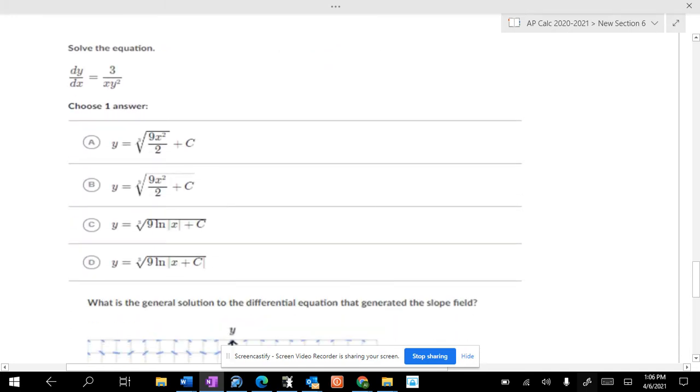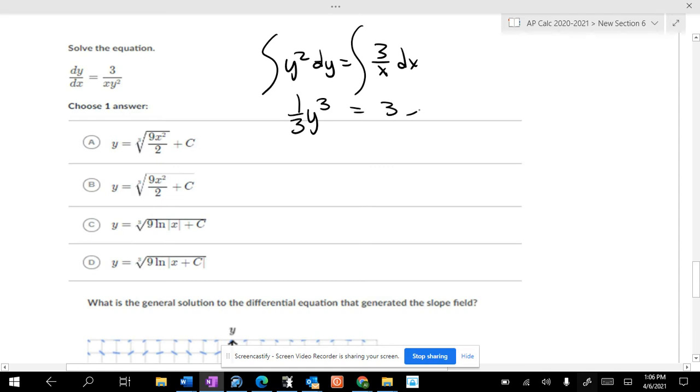How do we solve this equation? Isolate. So y squared dy equals 3 over x dx. Now what? Integrate. y cubed, so it's 1/3 y cubed equals 3 times the ln of the absolute value of x plus c.